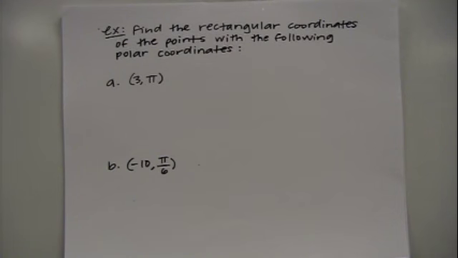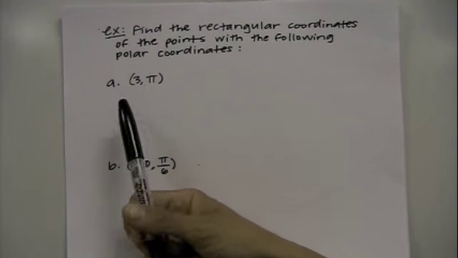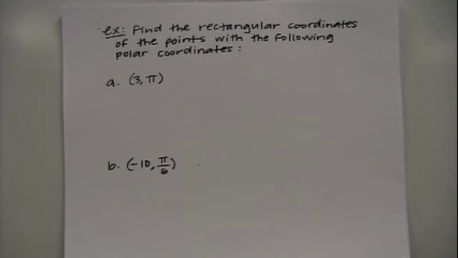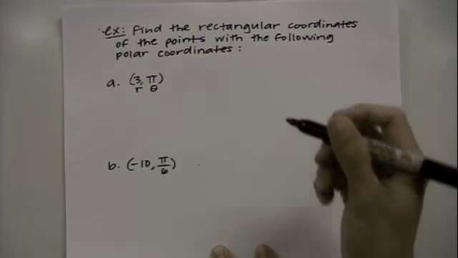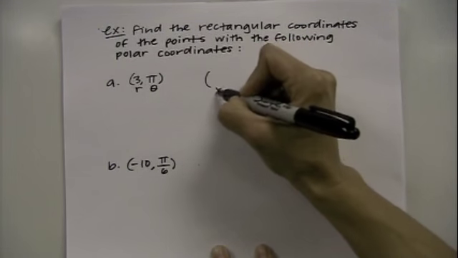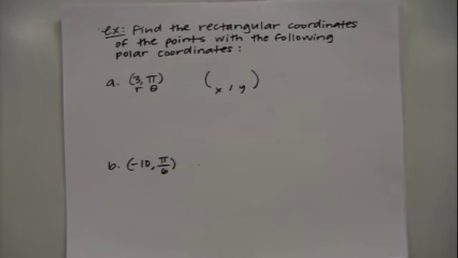So in this next example, it says find the rectangular coordinates of the points with the following polar coordinates. The first polar coordinate for part A is 3, pi. There's actually 2 ways to do this. There's an easy way, and then there's the way that I just wanted to demonstrate using the equations we just went over. So again, this is r and theta, and we are trying to write a point in x and y. I'll go over the quicker way in a second, but first I want to practice using those equations.